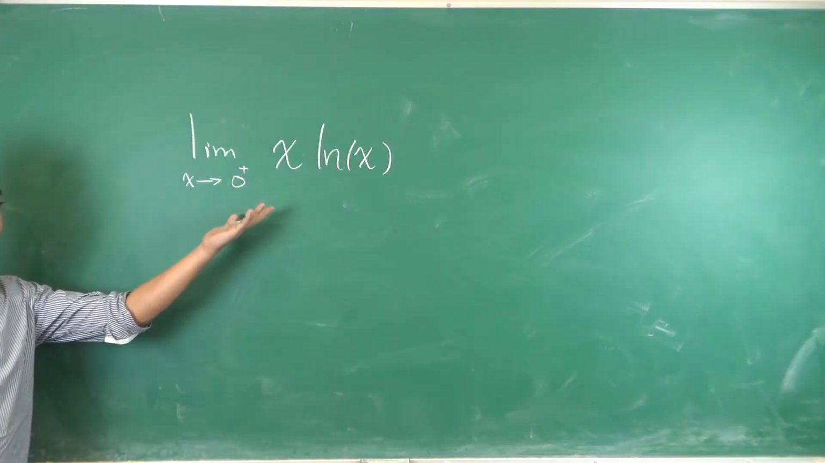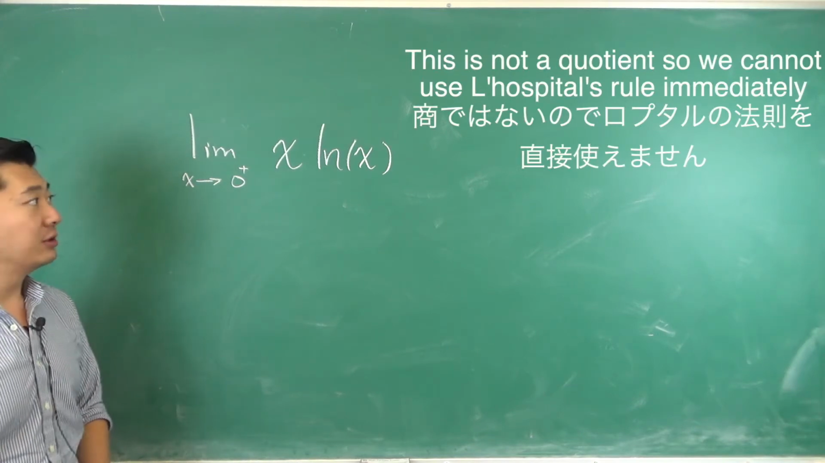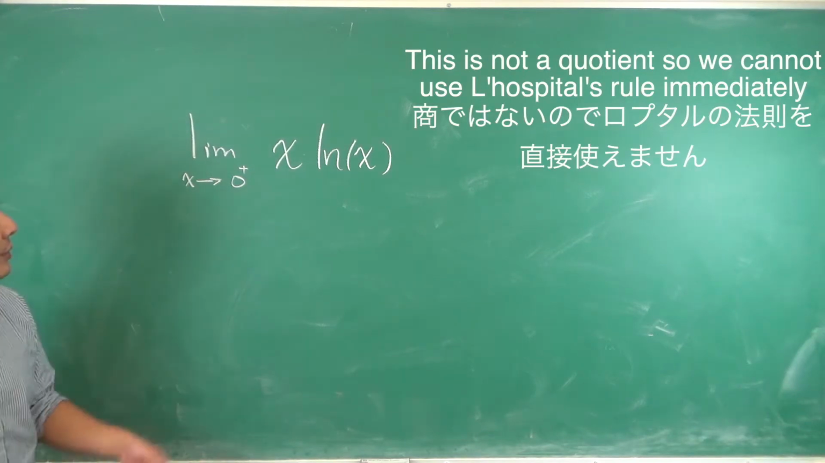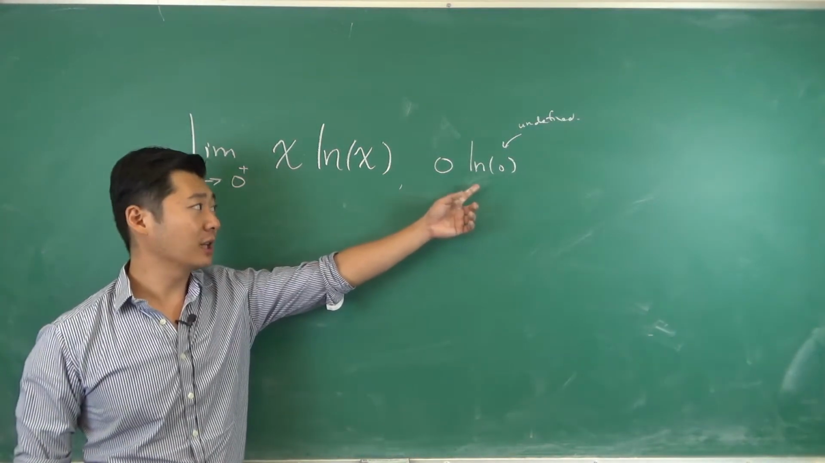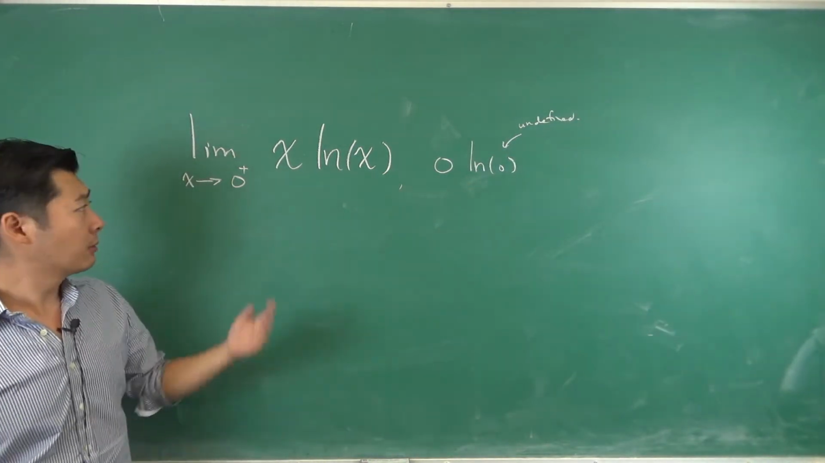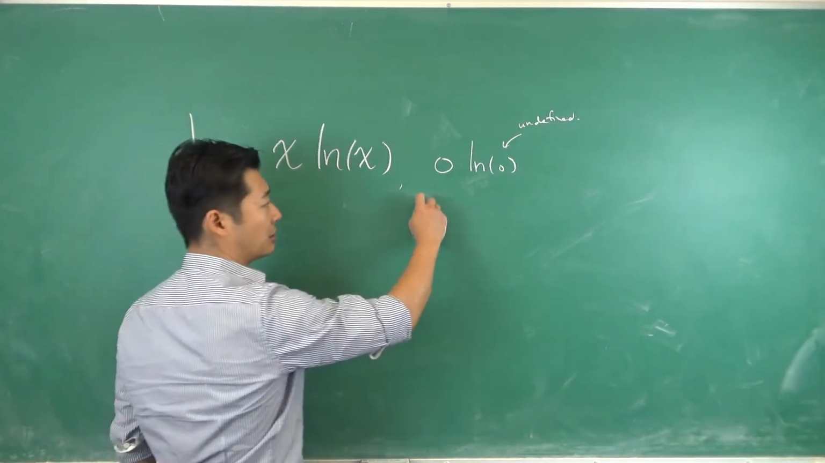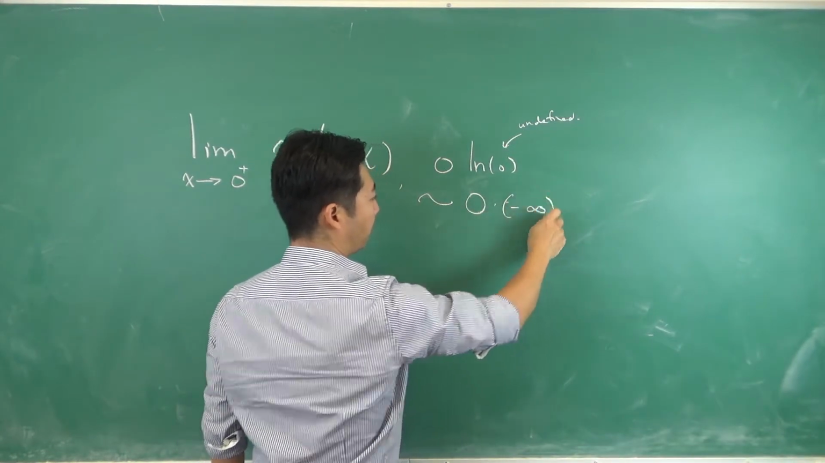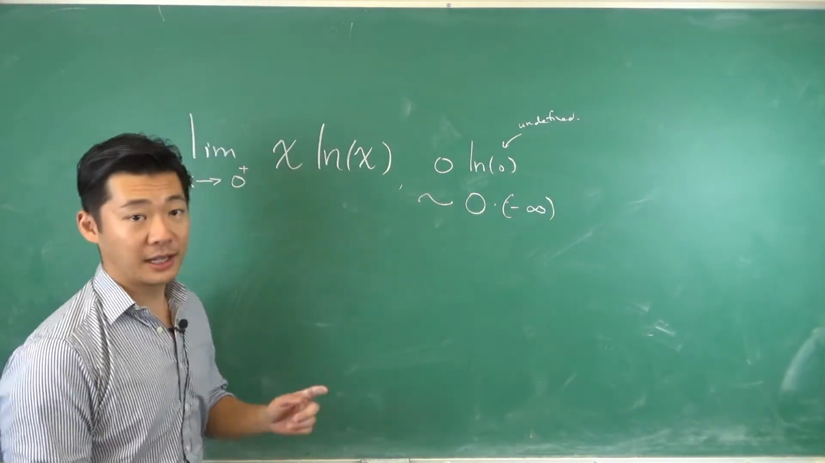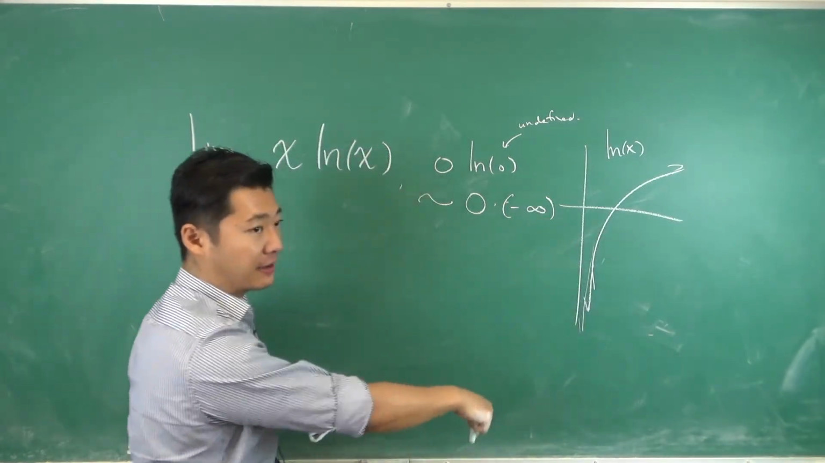Now let's consider this limit. This is not a quotient, so we cannot use L'Hopital's rule immediately. Now, plugging in, we'll get 0 times natural log of 0, which is undefined. We're taking the limit as x approaches 0 from the right, so you can kind of say this is 0 times negative infinity, because natural log looks like this function, so this will go down to negative infinity.